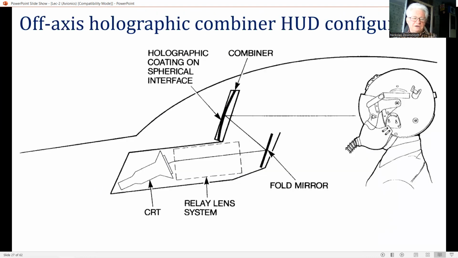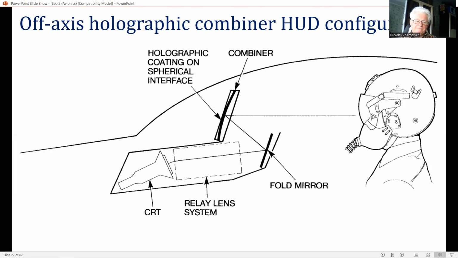In a modern wide FOV holographic HUD, the display collimation is carried out by the combiner, which is given optical power or curvature such that it performs the displayed image collimation. And this figure shows the basic configuration of a modern single combiner holographic HUD.